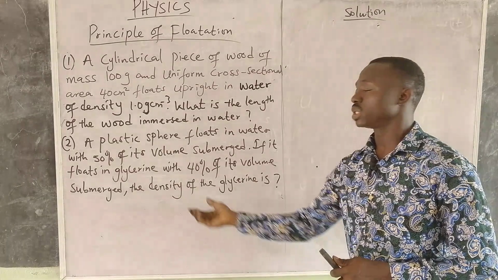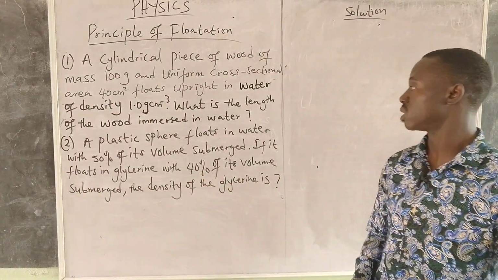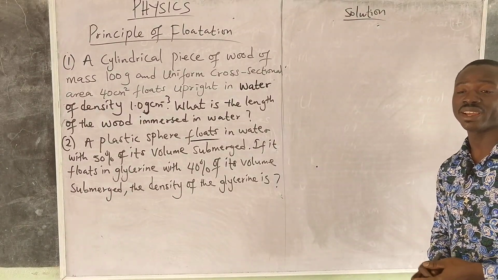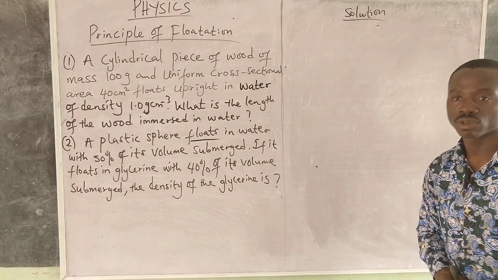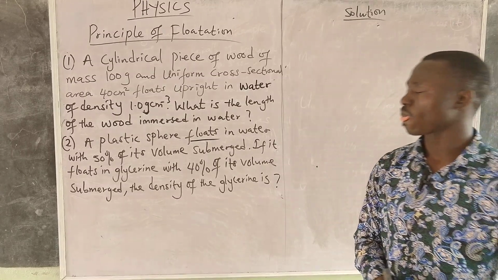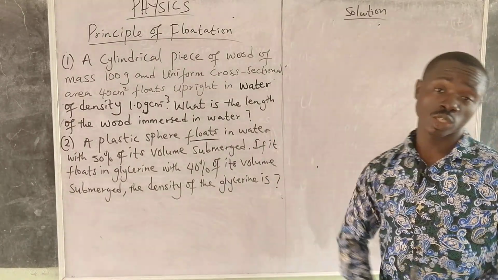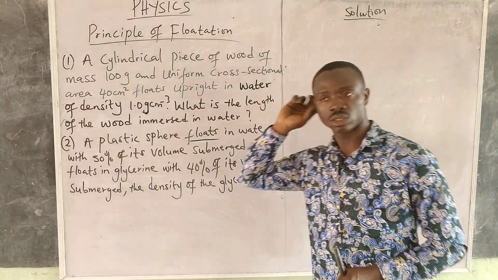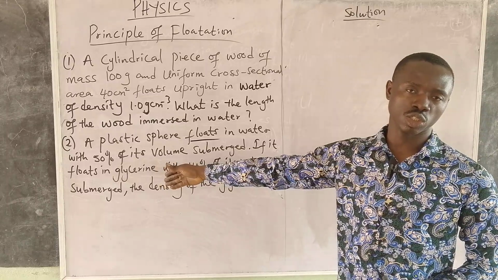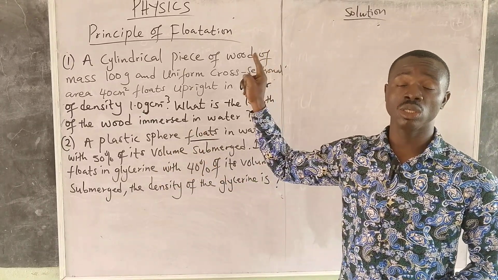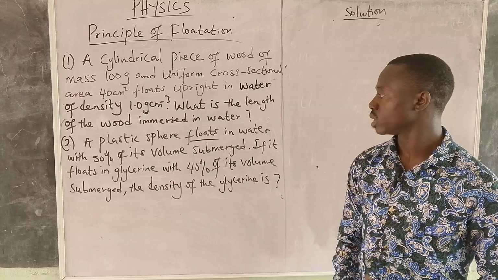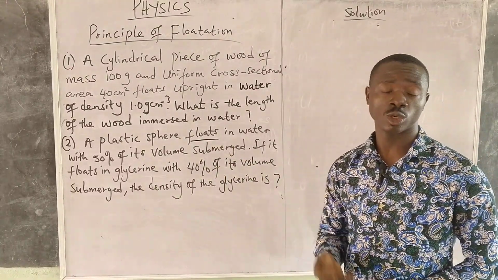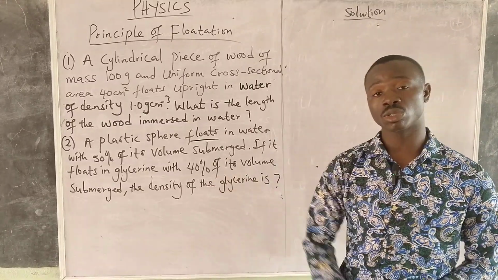Now, no matter where an object is floating, because this also is the principle of flotation, whether it is floating in air, water, paraffin, kerosene or petrol, whatever, the principle of flotation still holds. So if the plastic floats in water, what is the principle of flotation? It says the weight of the plastic is equal to the upthrust in water. If it also floats in glycerin, the weight of the object is still equal to the upthrust in glycerin.